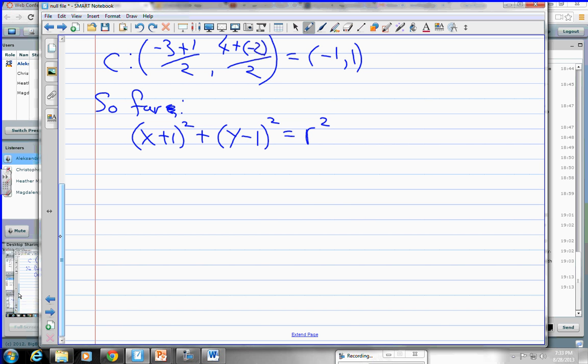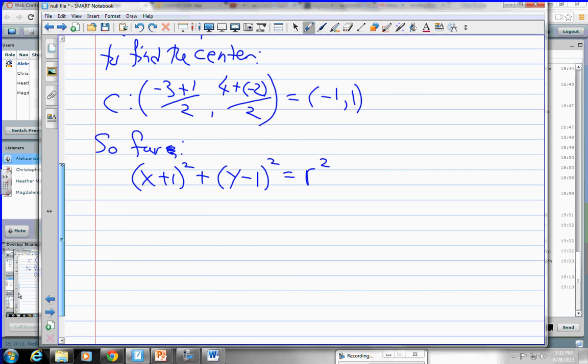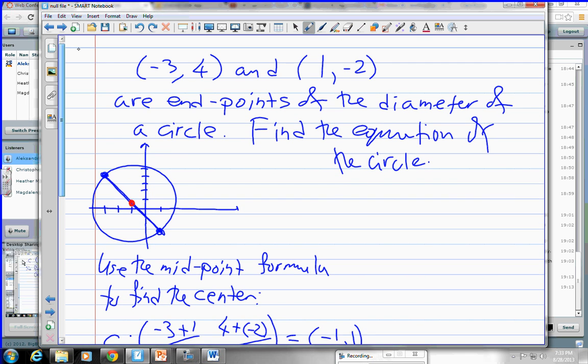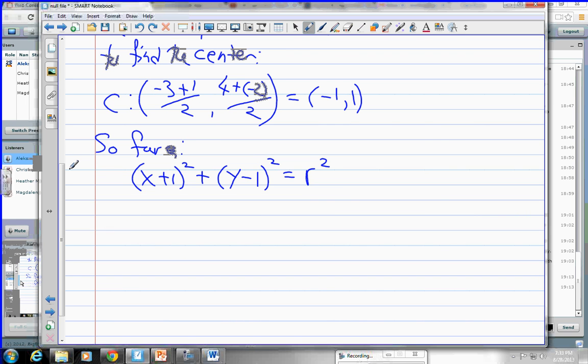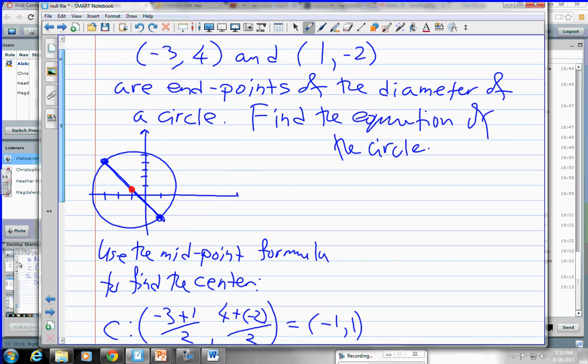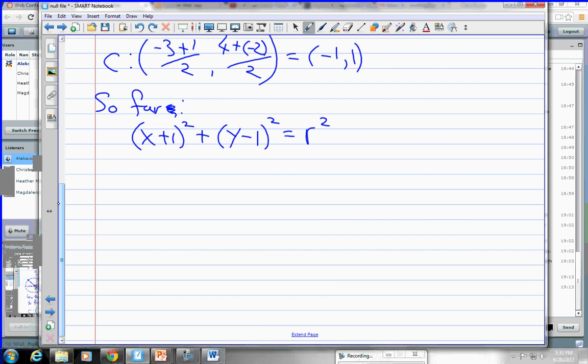You see that? Because that's what an equation is. Every point on the graph has to satisfy that equation. This graph is a solution. So if I know that these 2 points, either one of them, solve this equation, I can plug in the x value, the y value, and the r squared will come out. Does that make sense?